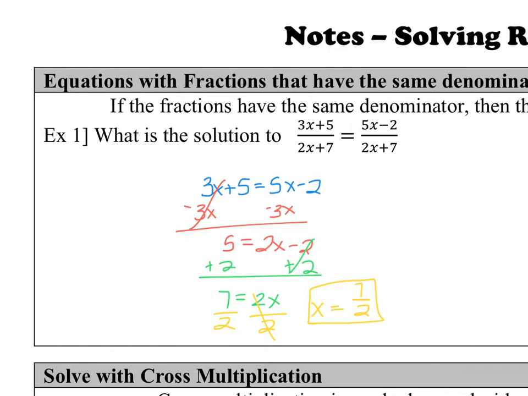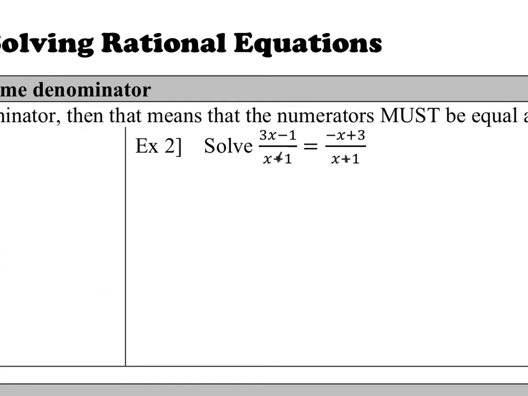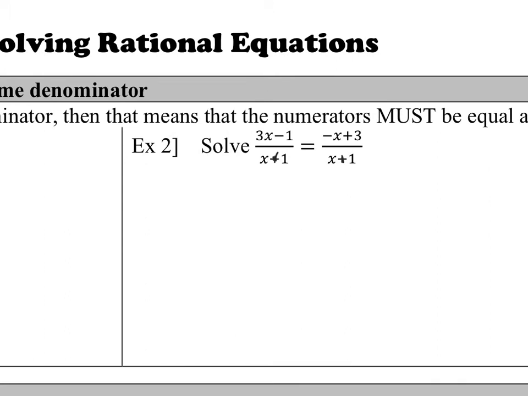So example 2 is going to be the same. Look at the fractions all the way across. In this case, we have x minus 1 on both, so that means that to make these fractions equal, their numerators have to be equal to each other. Okay, solve a multi-step problem.